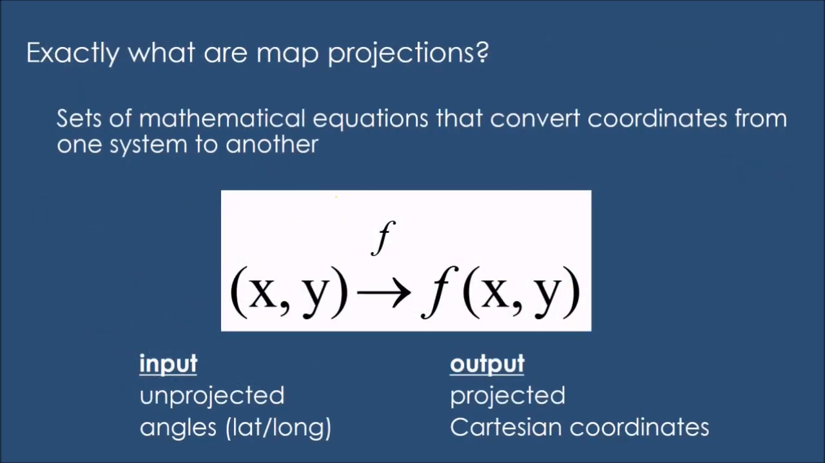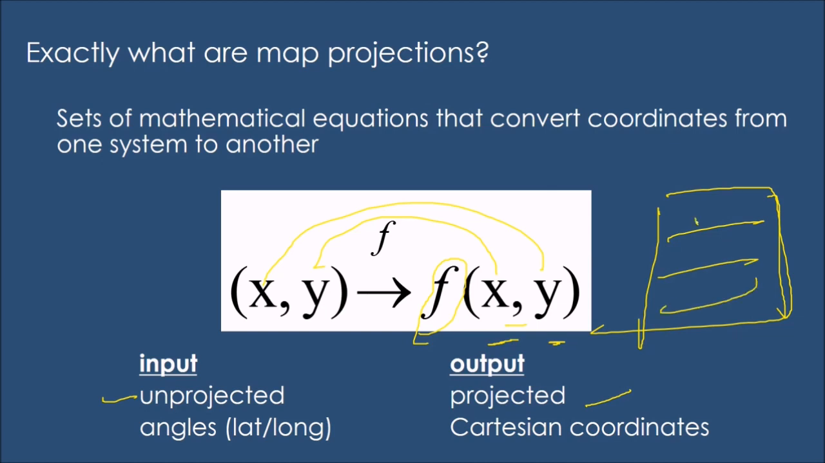So exactly what are map projections? These are a set of mathematical equations that convert coordinates from one system to another. If this is your input, say XY, which is unprojected, say angles, latitude and longitude, which are actually angles only. When these unprojected angles are subjected to certain mathematical equations, the output will be projected Cartesian coordinates, meaning angles can be represented on a flat plane.